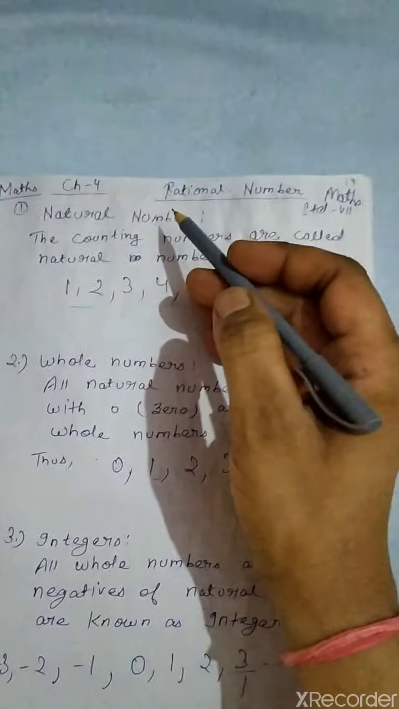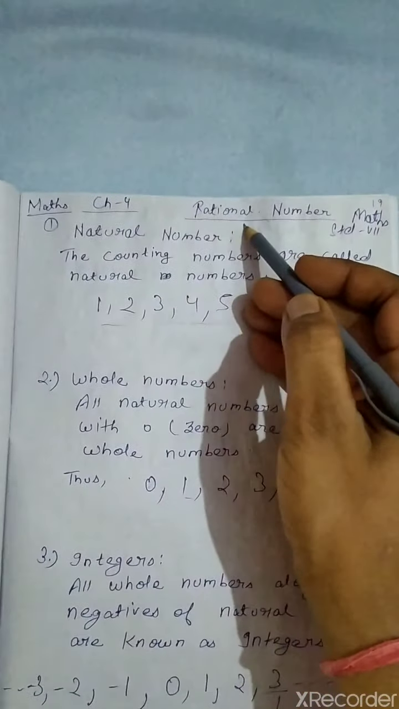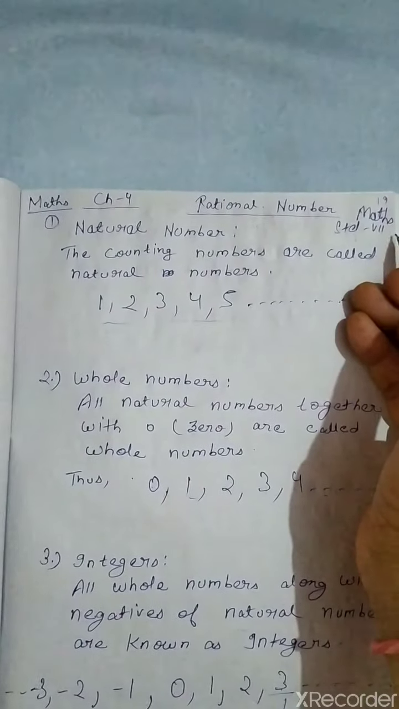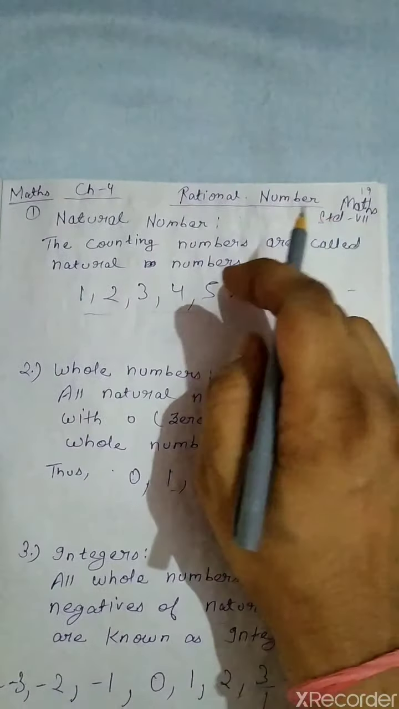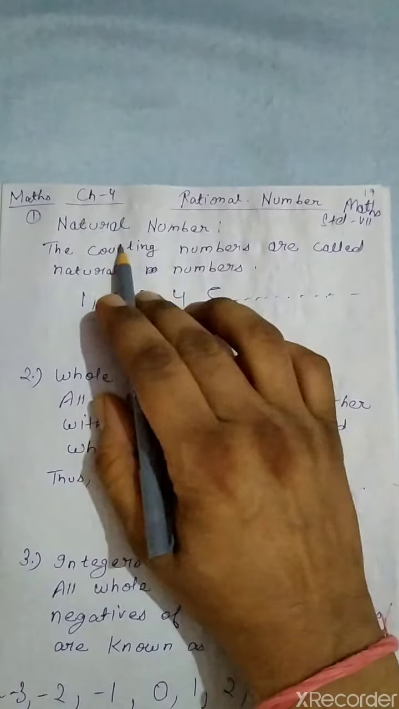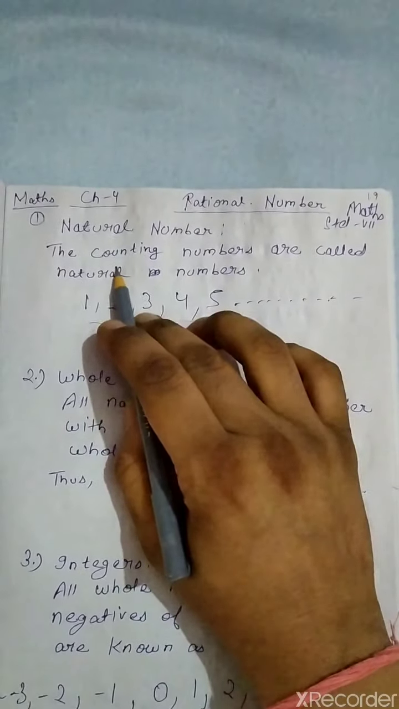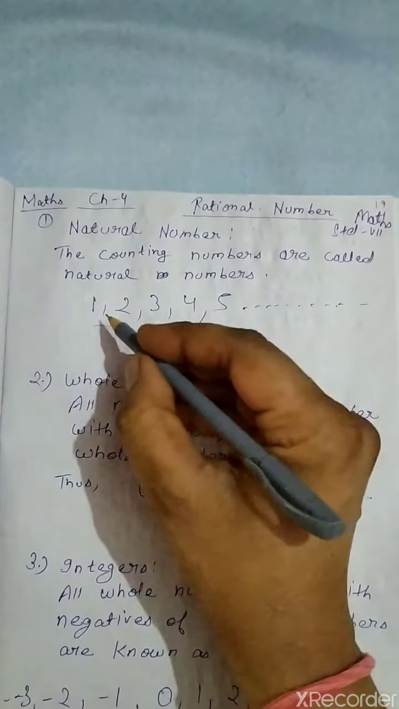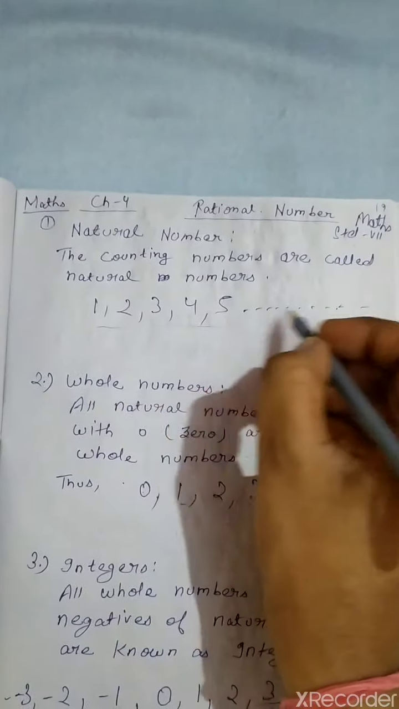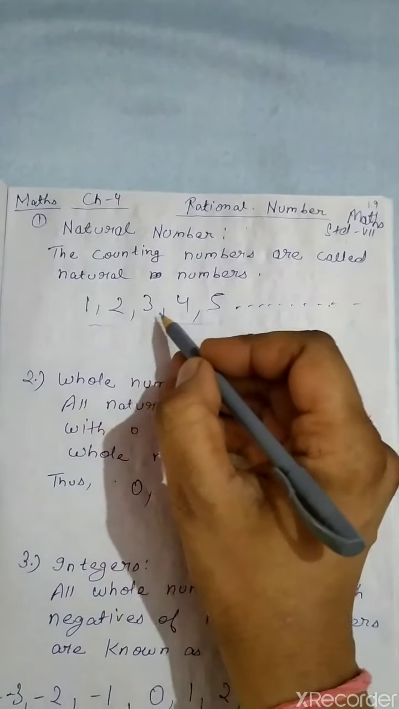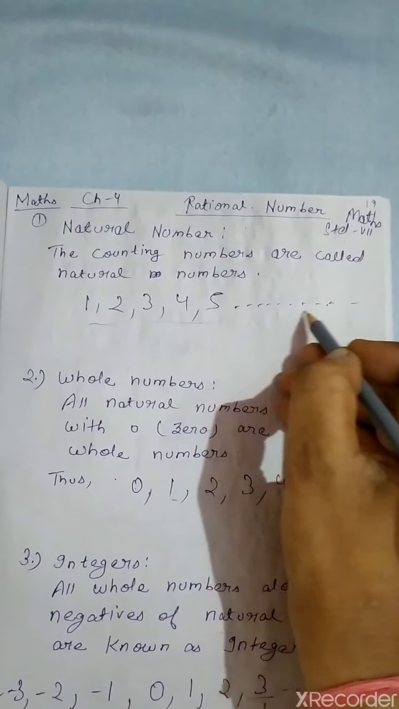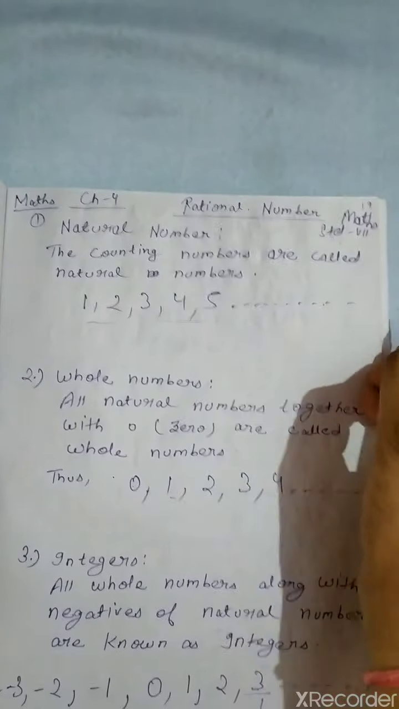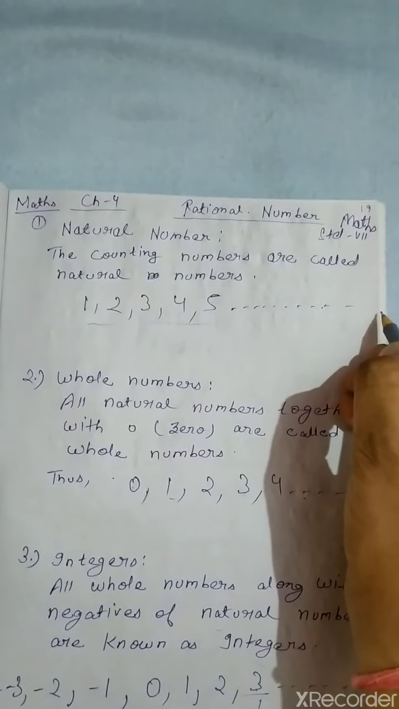Okay students, it is chapter number 4, rational numbers, for standard 7th mathematics. So the first term which we have to recall here is natural numbers. The counting numbers are called natural numbers, like this: 1, 2, 3, 4. The counting numbers start from 1 and go towards the right side, towards positive infinity.